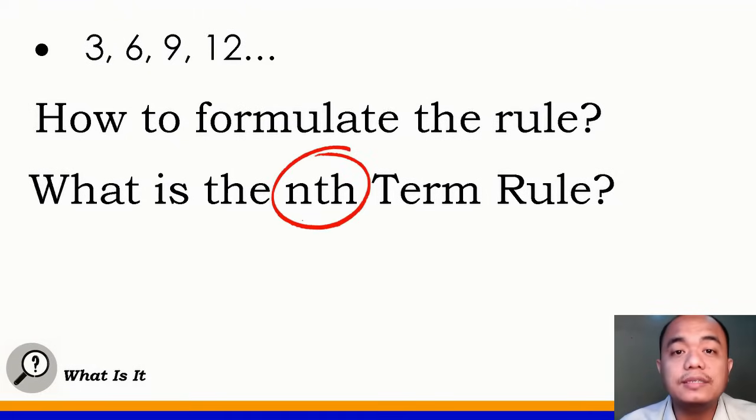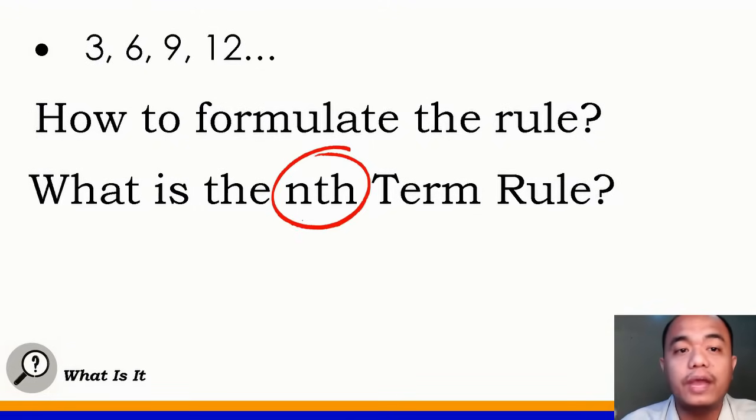The nth term means the formula with the n in it, which enables you to identify any term of the sequence without having to go up from one term to the next. The n here, the letter n here stands for the term number. Example, the 50th term. So we would just substitute 50 in the formula in the place of n. In every rule that we will be formulating later on, there should be n in it. Yung n ang nagsasabi anong term na gusto mong hanapin sa particular sequence.